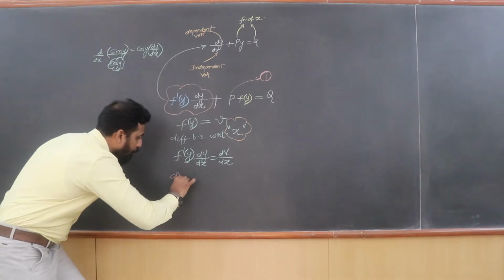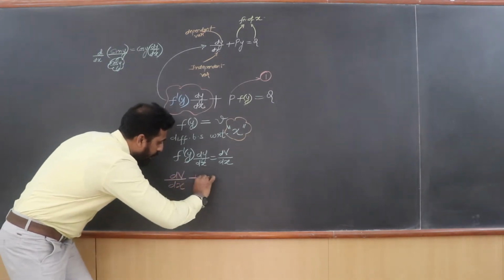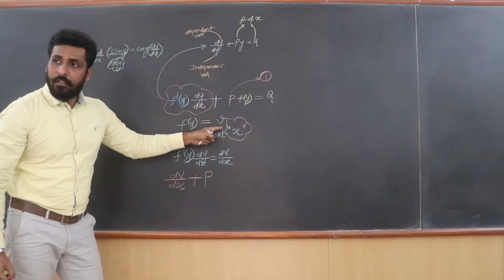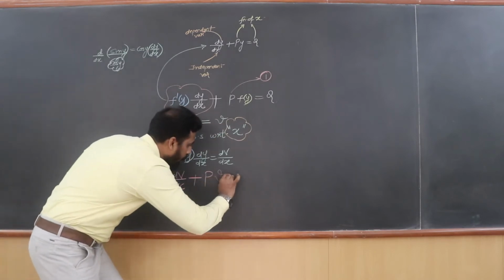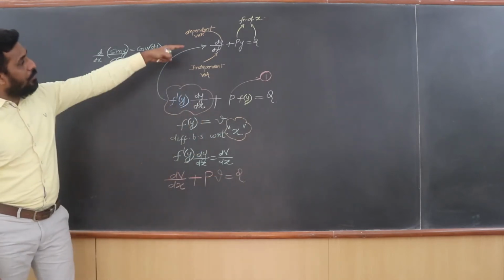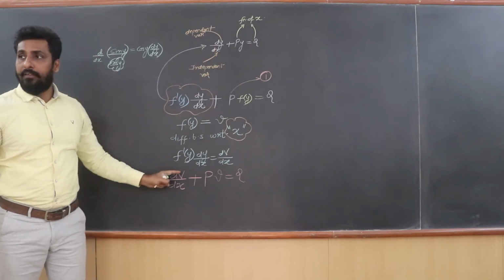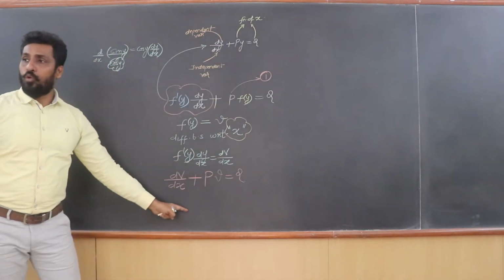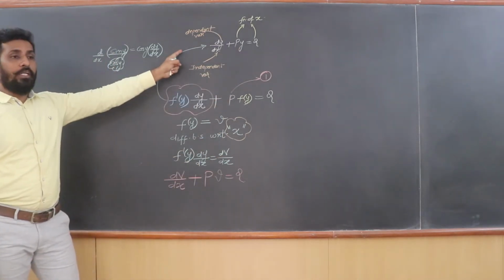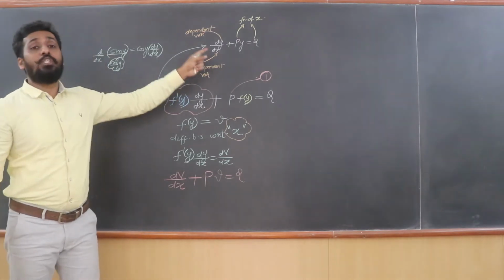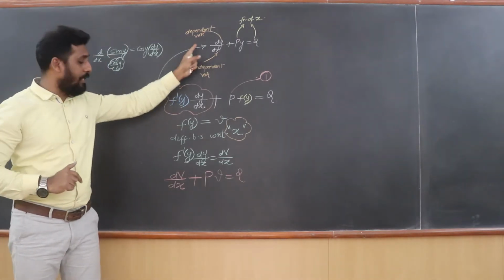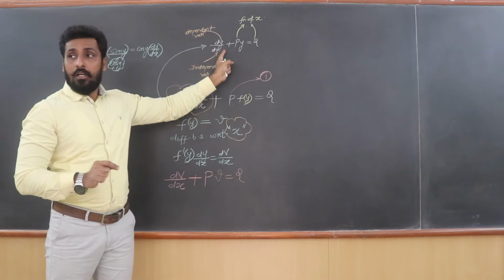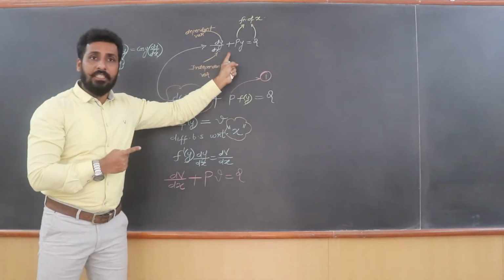So this becomes dv upon dx, then plus p, then f of y is taken as v, so I write pv is equal to q. Now do you see the resemblance of this equation to the earlier one? See, dv by dx plus pv is equal to q. Now this has transformed into the type 1 equation. The only change that you can observe here is, instead of the variable y, what variable has taken its place? It is taken by v. That's the only change. So whatever you have written here, start changing y with v.